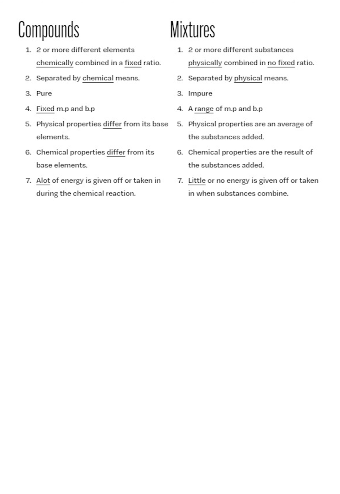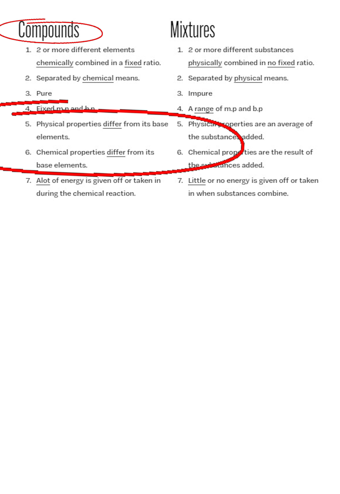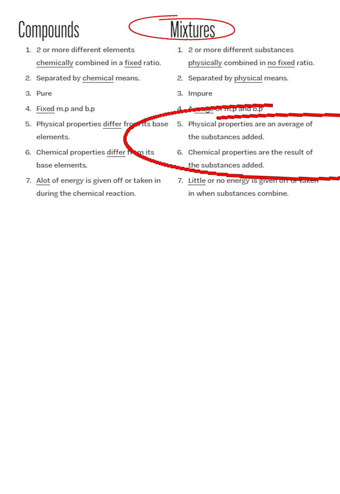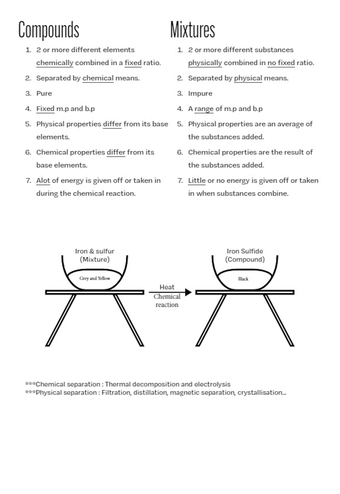Next, we will move on to their third difference. A compound is a pure substance, thus it has a fixed melting and boiling point. On the other hand, a mixture is an impure substance, thus its melting and boiling point occur over a range. The next difference between compounds and mixtures is that a compound's physical and chemical properties are very different from its base elements, while the physical and chemical properties of a mixture are an average and are the result of its components. Let's demonstrate this using an example.